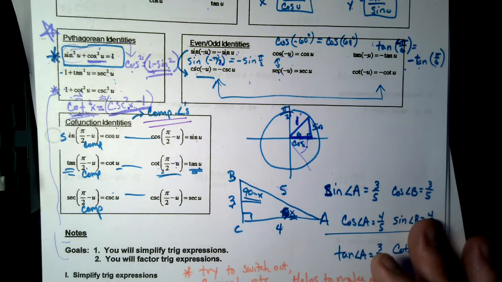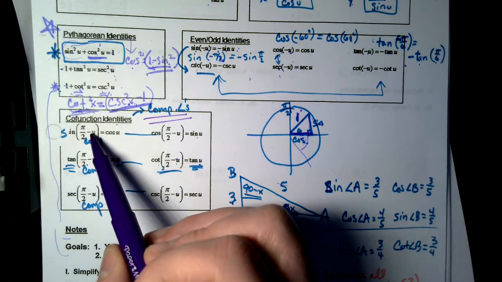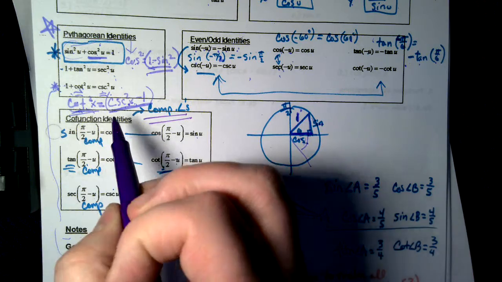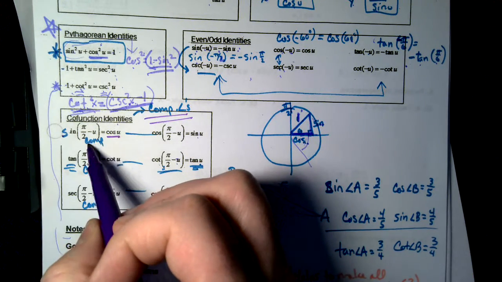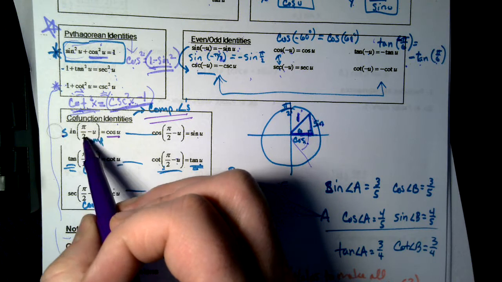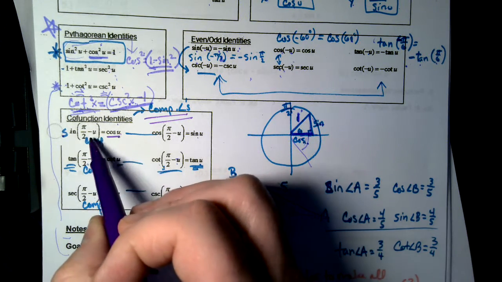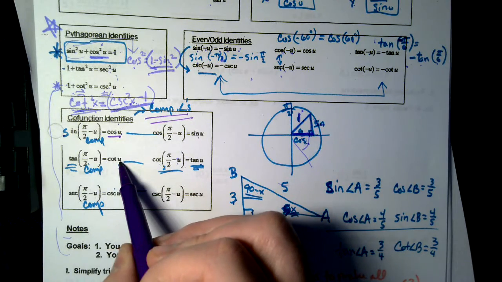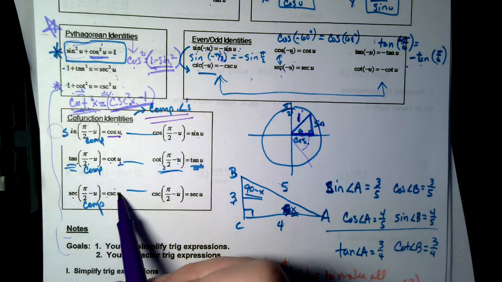I call them cofunction identities. Underneath where it says pi over 2 minus u. So if you have the cosine of an angle, that's going to equal the sine of the complement angle. This is 90 degrees, pi over 2 minus u. So it's an angle and its complement angle. It's an angle and its complement, tangent and cotangent, secant and cosecant.